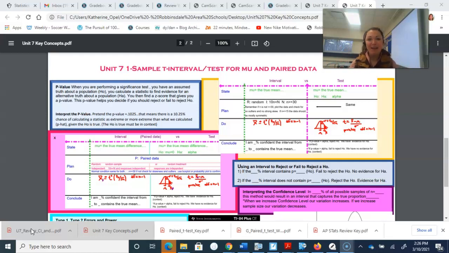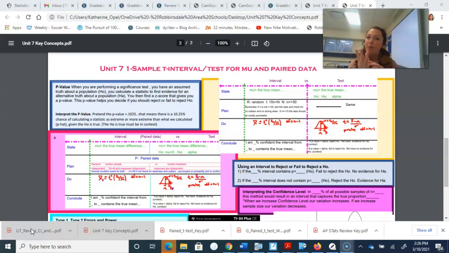This is your Unit 7 one sample T interval slash test for mu and paired data. There are actually four things that you're responsible for in this unit. A one sample T interval for mu, that's the first thing. A one sample T test for mu, that's the second thing. A one sample T test for paired data, that's the third thing.